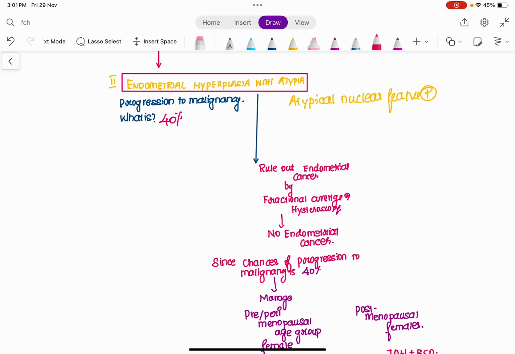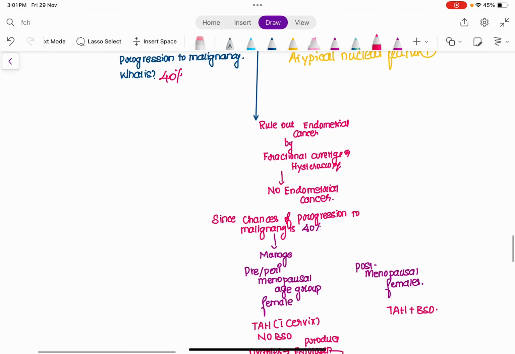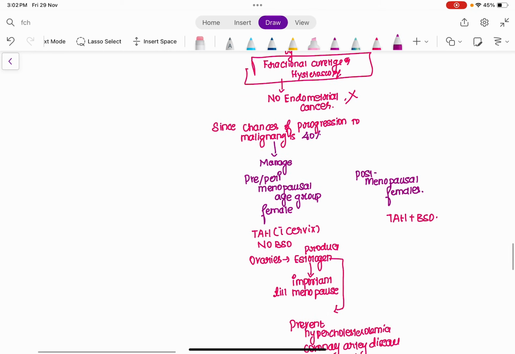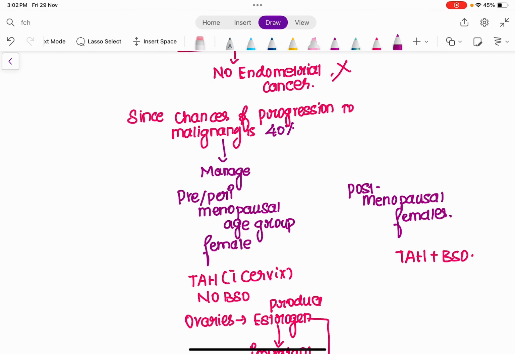So in this patient, definitely you need to rule out the endometrial cancer. How are you going to rule out the endometrial cancer? Because the progression to malignancy is much more, that is 40%. So rule out the endometrial cancer by assessing the uterine endometrium. The gold standard investigation to assess the uterine endometrium is fractional curettage and hysteroscopy. So you do the fractional curettage and hysteroscopy and check whether the endometrial cancer is present. If the reports come out to be no endometrial cancer, what are you going to do?